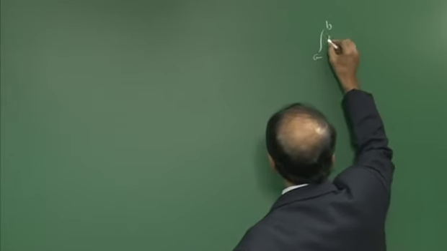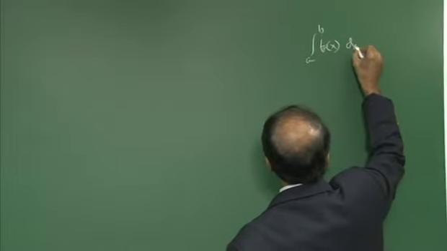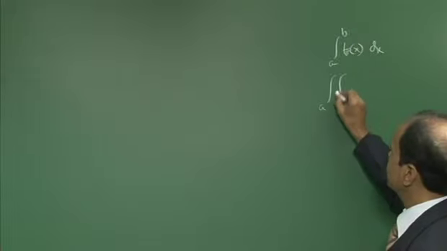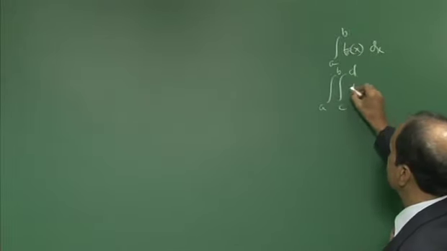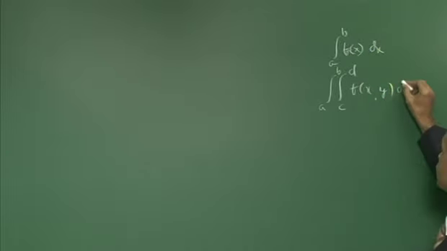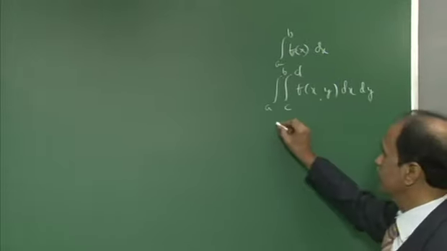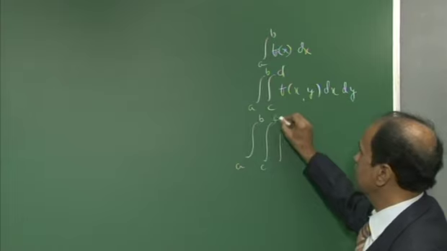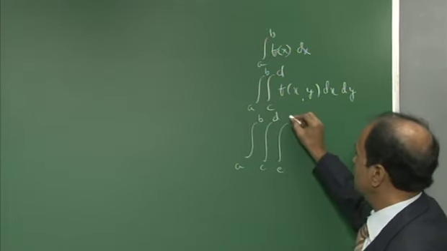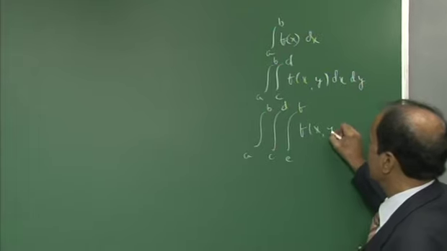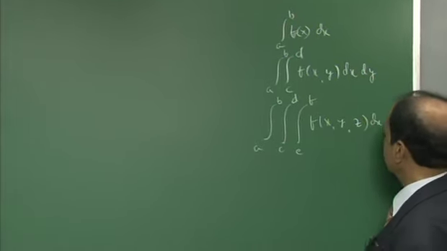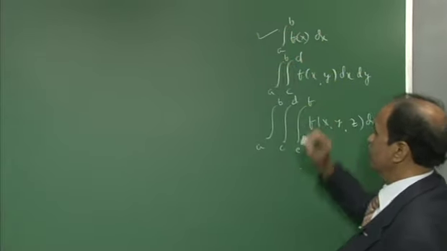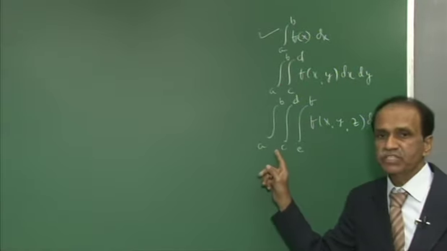integral from a to b of f(x) dx, and integral from a to b, c to d of f of x, y dx dy, and integral from a to b, c to d, e to f of f of x comma y comma z dx dy dz. This you are already much familiar with. Now, in engineering applications you have to study these two.